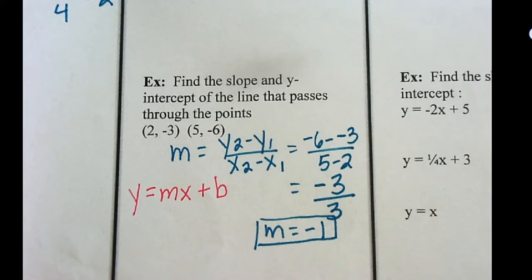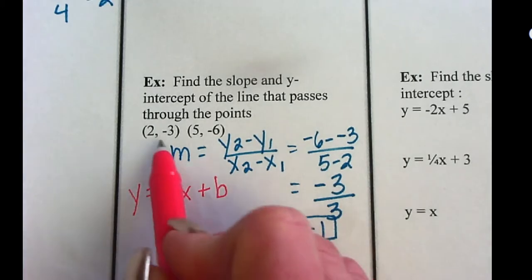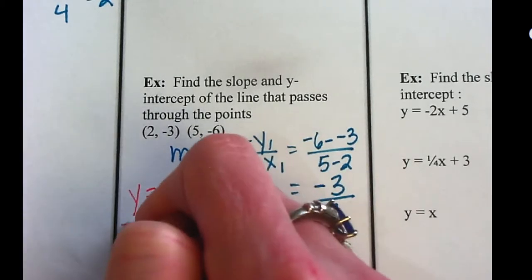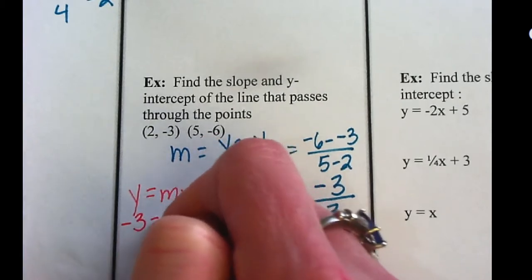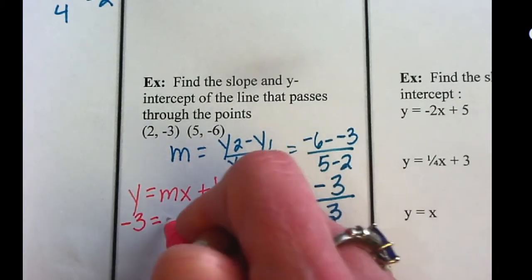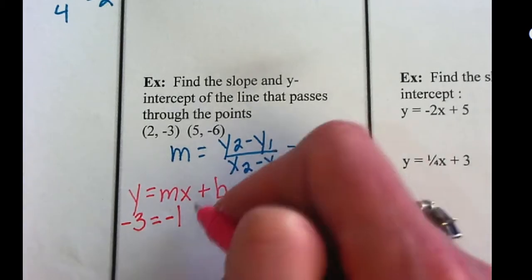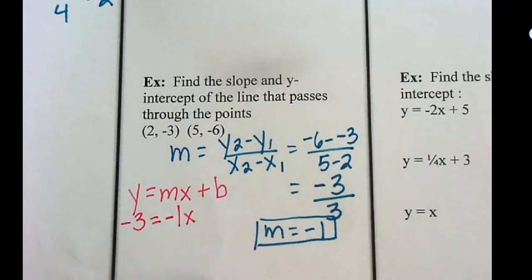I could plug them into the formula and solve for b. Okay, so I'll show you how we're going to do it. I'm going to take this value, -3, and plug it in for y. I'm going to go ahead and use -1 just because we're going to be solving an equation. I'm just putting in -1 for m.